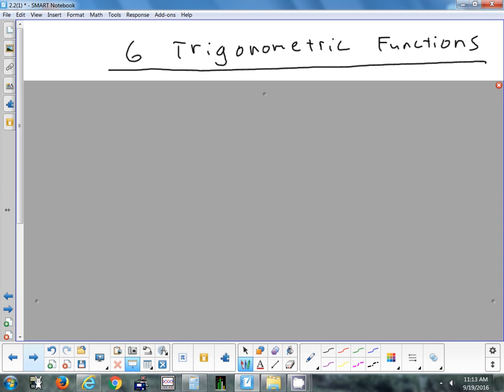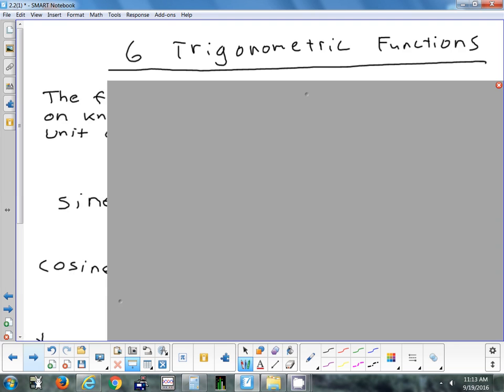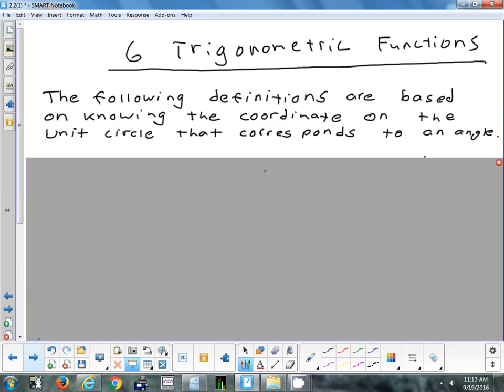Yeah? Cotangent is one of them, yeah. And secant and cosecant. Okay, so those are going to be our 6 trig functions. And the definitions that I'm going to give you are going to be based on unit circle trigonometry. So if you've done like opposite, hypotenuse, adjacent, if you've done that before in geometry, that's not this. Okay, this is a little different.